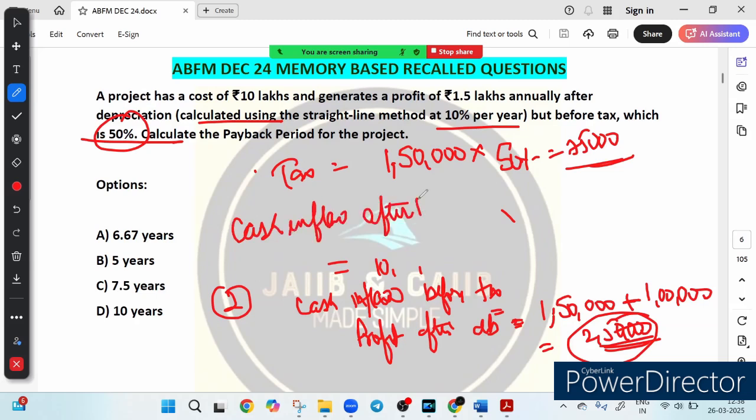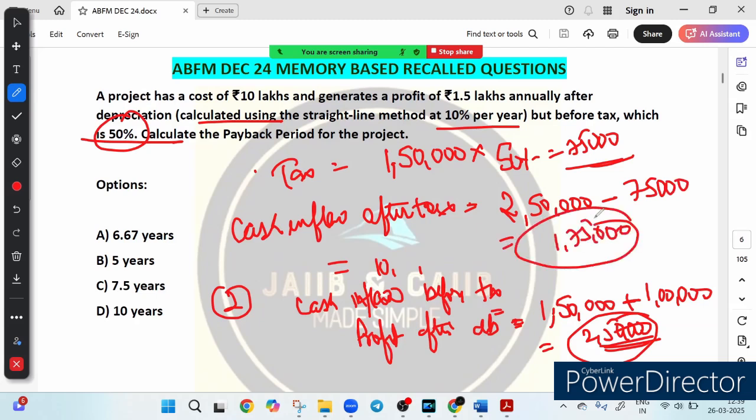Net cash inflow after tax is equal to... this tax has to be paid by the company. So obviously the cash inflow will get reduced, isn't it? This cash has to be paid by the company, so total cash inflow will get reduced. Earlier, cash inflow before tax was how much? 2,50,000, and you reduce it by 75,000, which is the tax paid. It will give you 1,75,000. So this is the cash inflow after tax, and this is the actual money coming into the business every year.